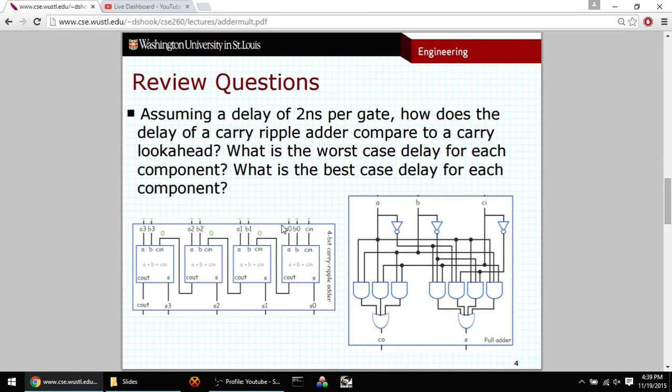Okay, who's got an answer for me? What's the worst case for this carry ripple? We've already computed that. What's the worst case? How many gates do we have to go through, right?